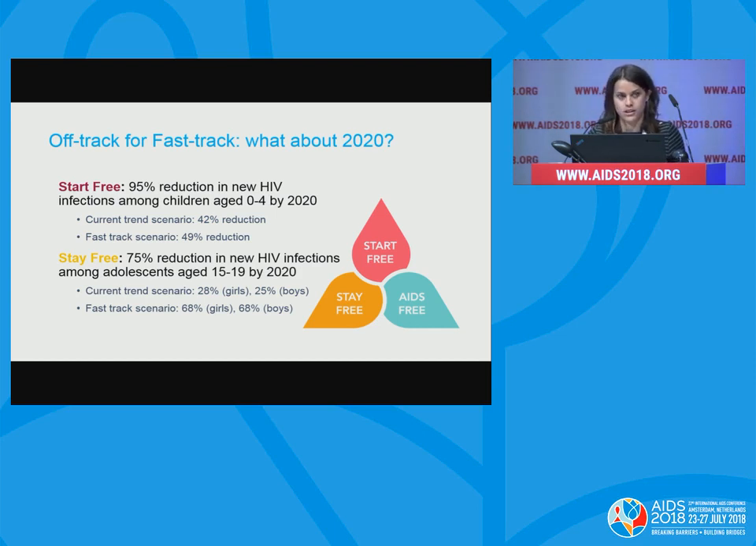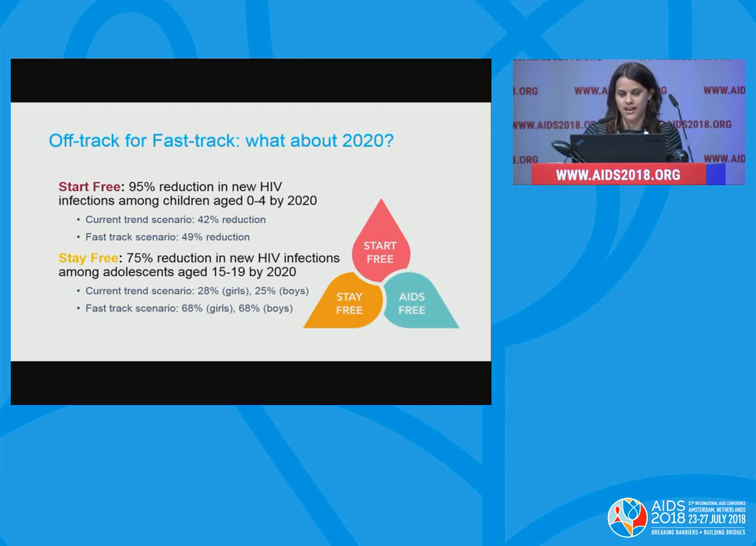So Start Free calls for a 95% reduction in new infections among children under 5. In our current trend scenario, we only project a 42% reduction. In the fast track scenario, we only project a 49% reduction. Stay Free calls for 75% reduction in new infections among adolescents. In our current trend scenario, we only project a 28% reduction in girls and 25% in boys.